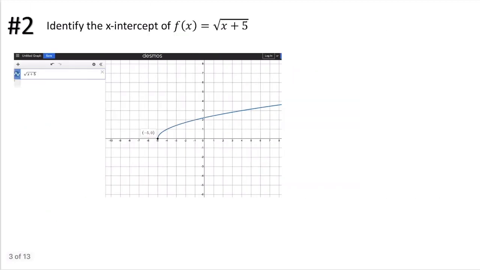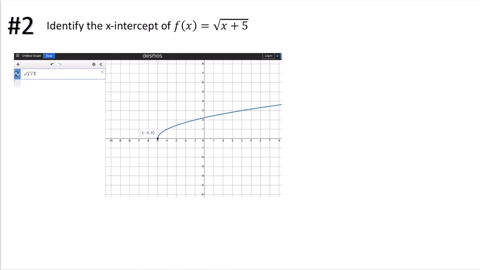Now in this problem, it gives you this equation, f of x equals the square root of x plus 5, and it wants you to find the x-intercept. The quickest way to do this is to graph this function in Desmos, and then remember, if you click on that point, that's the x-intercept. That's where the graph will cross the x-axis. It's just going to give you the coordinates.